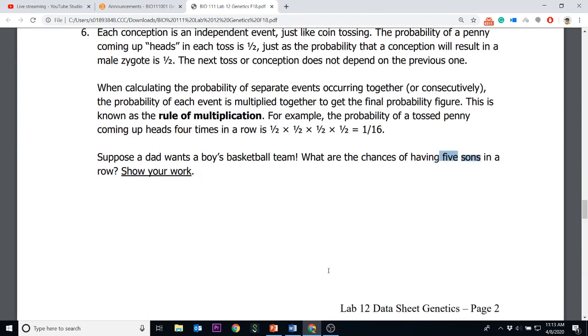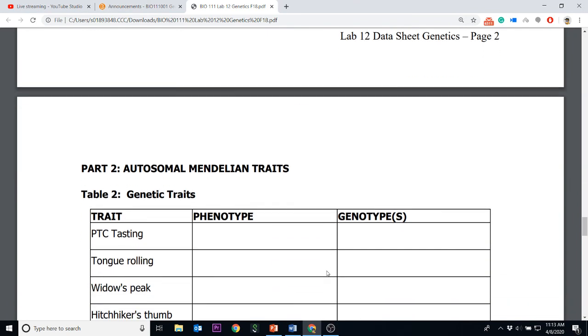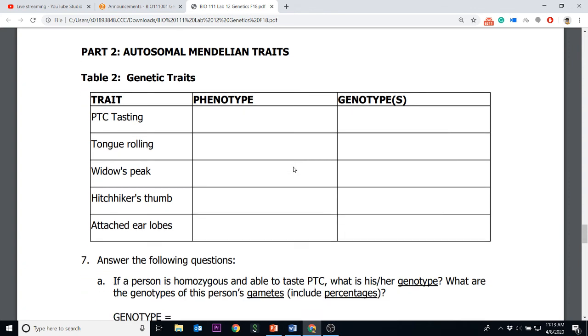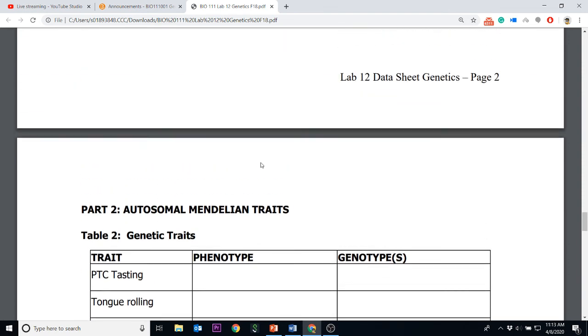We are doing part 2 next time. Because this is human genetics. We will talk about human genetics next time. Today we only talk about peas and flower color and stuff like this. Next time will be for real.